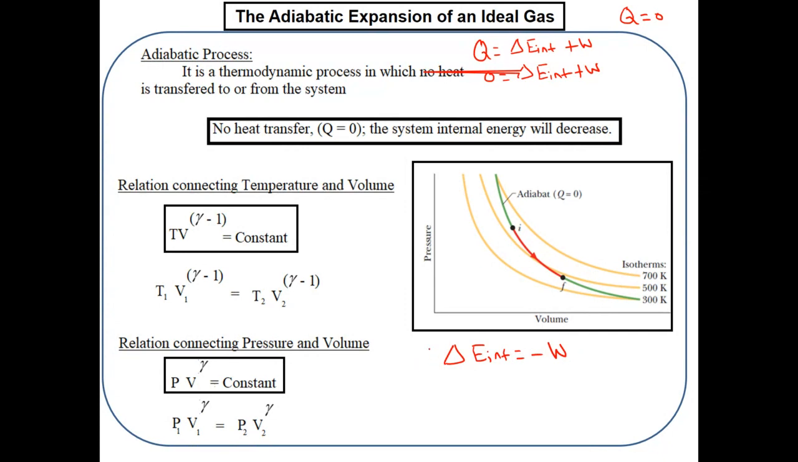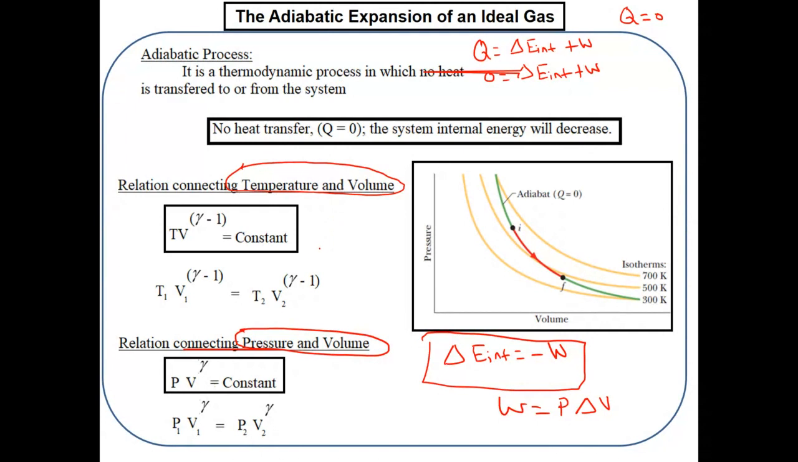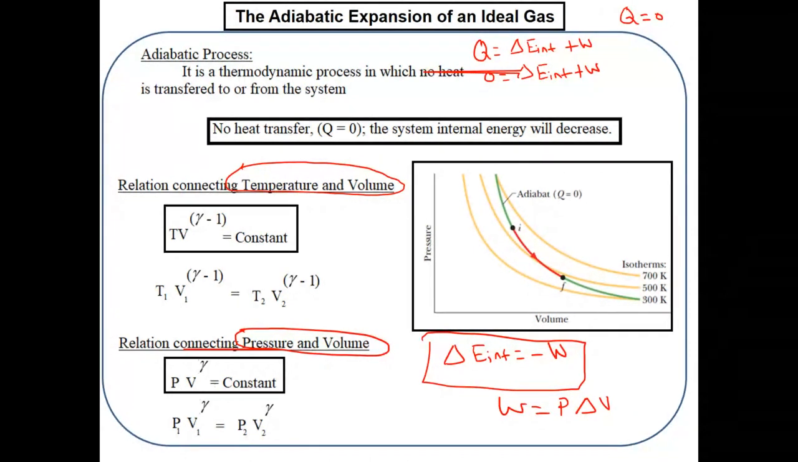So now, my dear, if you are using W equal to P delta V, and you substitute this equation in the first law of thermodynamics, you will get two relations. The first relation connects temperature and volume, and the second relation connects pressure and volume. So if you have adiabatic expansion, you have two equations. My dear, listen carefully. 1 mark theory question. Write down the adiabatic expansion of an ideal gas equation. How many equations do you have? You have two equations. The first equation relates temperature and volume, and the second relates pressure and volume.